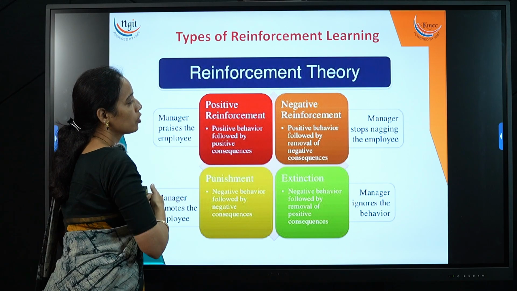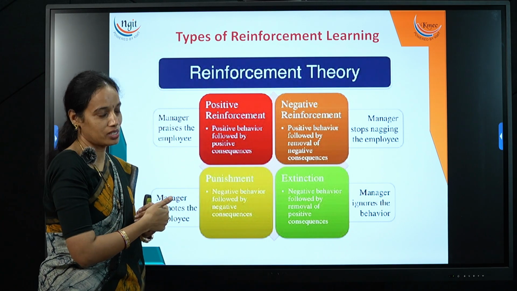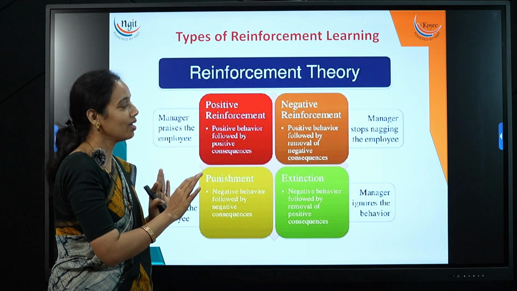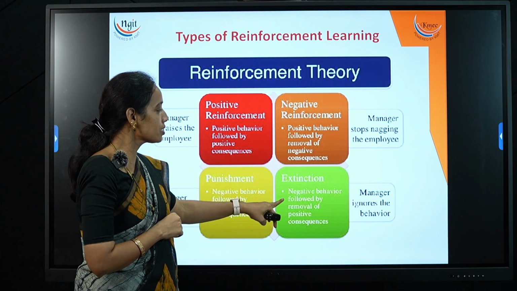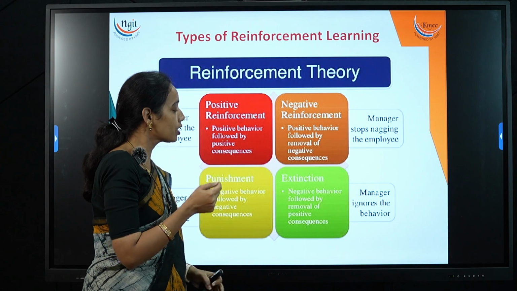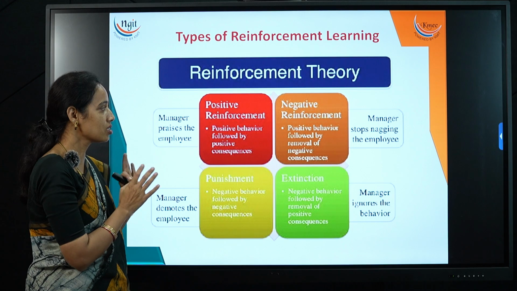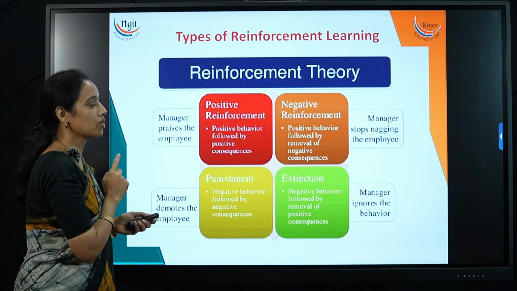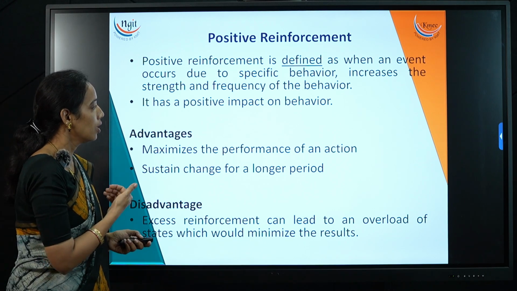And coming to negative reinforcement, positive behavior followed by removal of negative consequences, for example the manager stops nagging the employee. And an extension is negative behavior followed by the removal of positive consequences, that is the manager ignores the behavior. So these are the two types, positive and negative reinforcement learning. Let us see in detail.